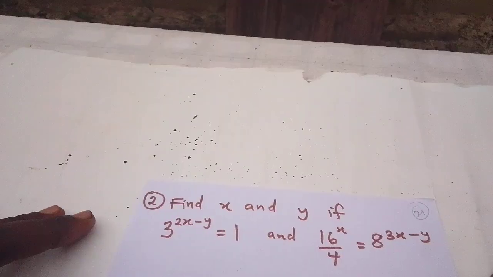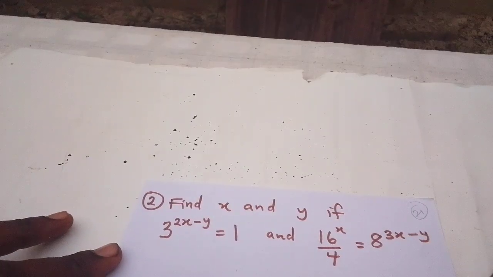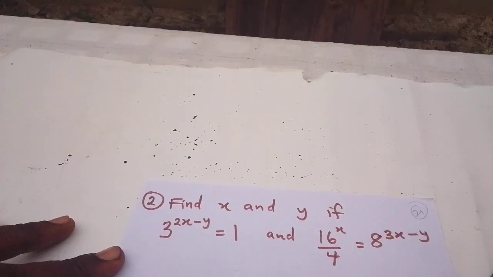Now let's do another example. Find x and y if 3 raised to power 2x minus y equals 1 and 16 raised to power x over 4 equals 8 raised to power 3x minus y. So now this looks like indices. We need to resolve it to be able to get the two equations.